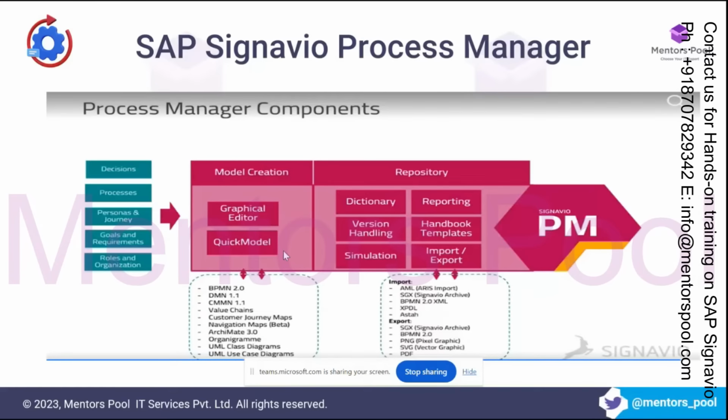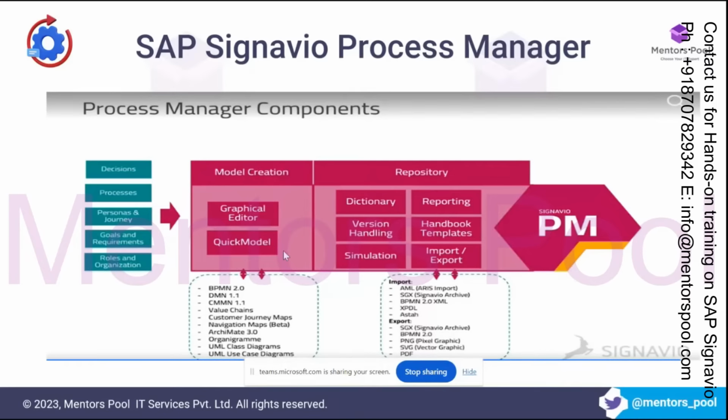So now moving to SAP Signavio Process Manager. What is Process Manager? What are the basic things you see in diagrams? First is model creation, where we create models using the graphical editor and quick model. What types of diagrams can we do? We can do BPMN, DMN, CMMN, value chains, customer journey maps, navigation maps, Archimate. We will not cover all these diagrams; we will cover the major ones.